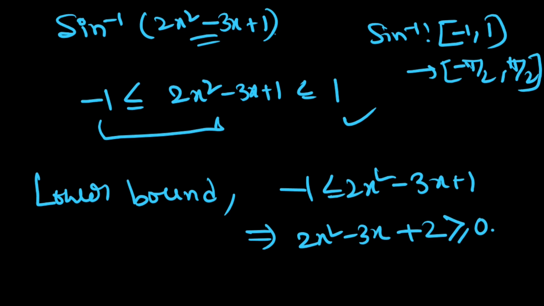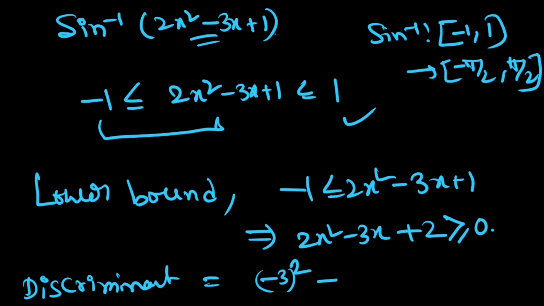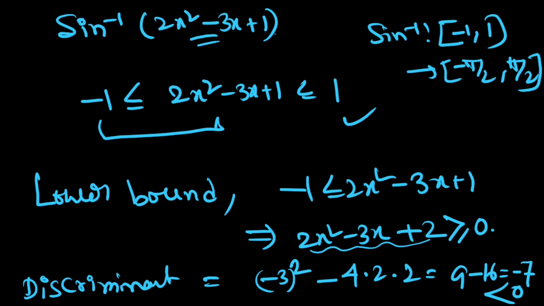So this is a quadratic expression and it is greater than or equal to 0, so we see the discriminant. Discriminant is equal to b square minus 4ac, that is equal to 9 minus 16, which is equal to minus 7, strictly less than 0. That means this term is strictly greater than 0. That means 2x square minus 3x plus 2 is strictly greater than 0.